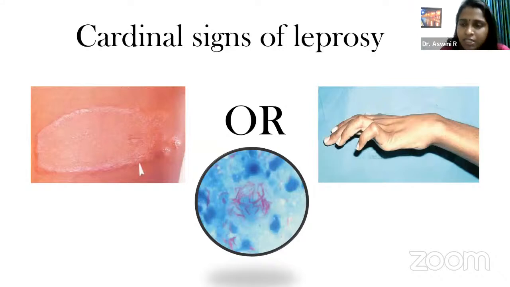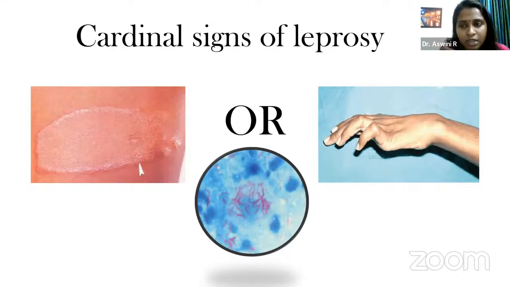These are the 3 cardinal signs identified by WHO. So the first one is a skin lesion. The normal idea of any person is that skin lesions in leprosy are always hypopigmented or white patches. It is not always white patches. It can be raised lesions, it can be flat lesions, it can be erythematous or reddish lesions, it can be even nodules. So any skin lesion, but the characteristic feature is that the skin lesion should have a loss of sensation or an impaired sensation.